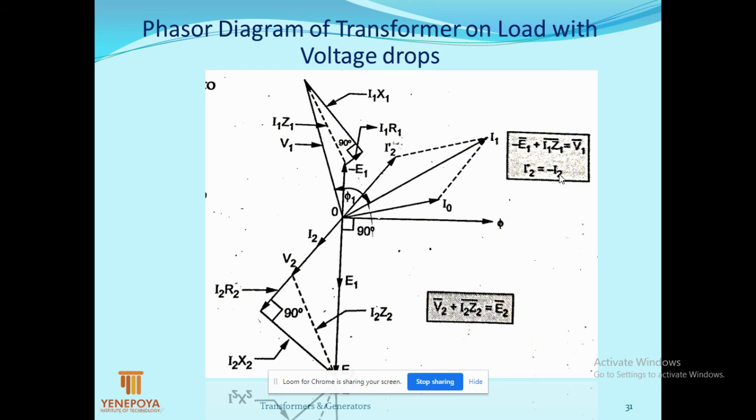Now what you have to get? You have to get the V1 vector, which we have not got until now. That is the vector sum of minus E1 plus I1 Z1, or minus E1 plus I1 R1 plus I1 X1. Now you have to get minus E1.